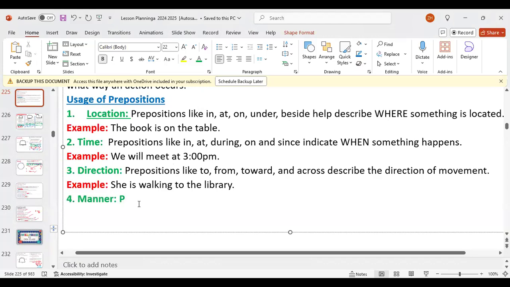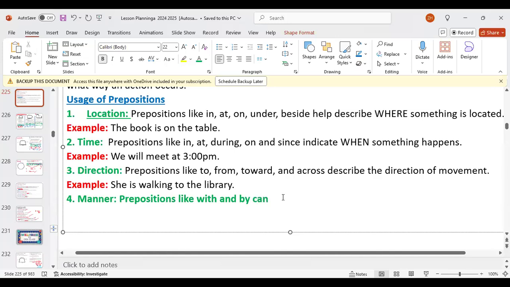Direction. Prepositions like to, from, toward, and across describe the direction of movement. And give me the example. She is walking to the library. Very good. And Deja Bari. Where's Deja? Can you hear me?